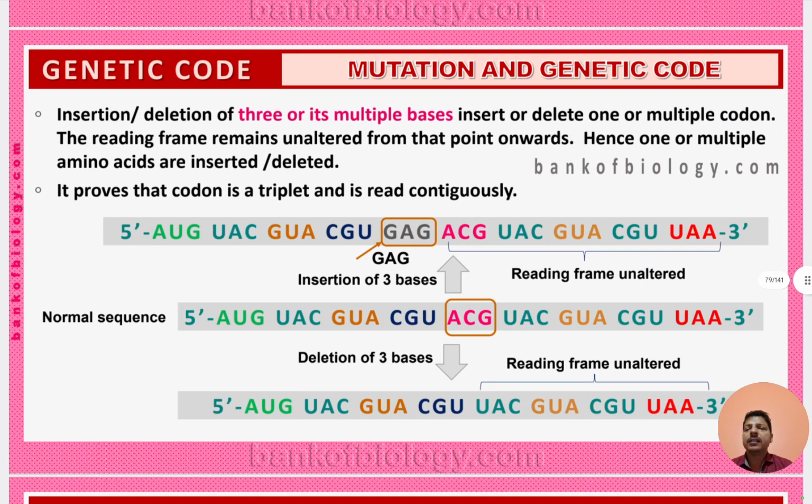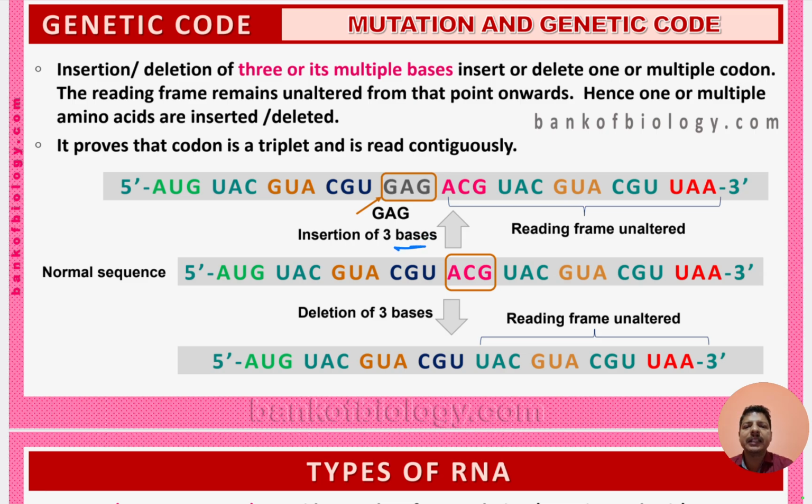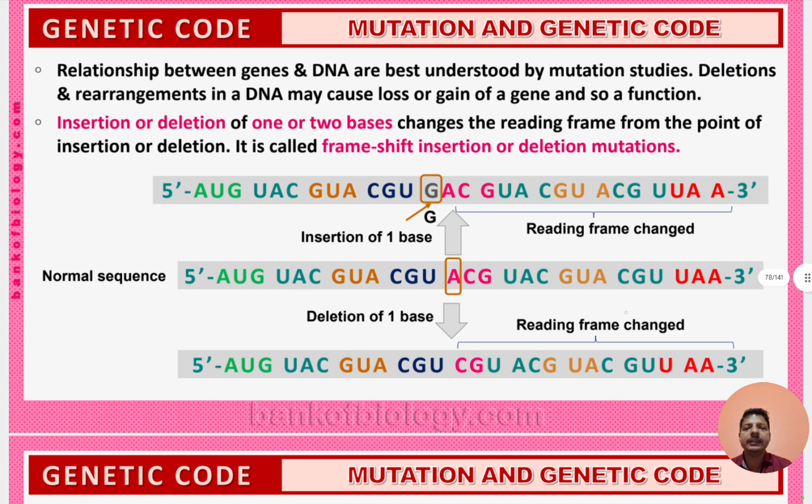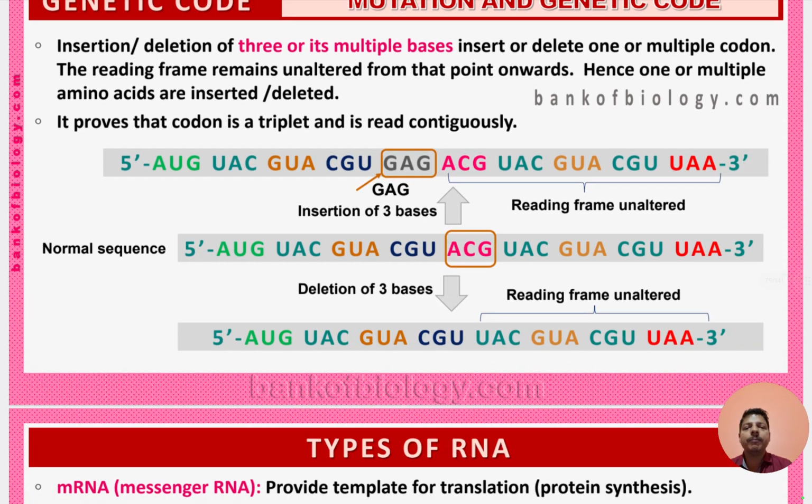Then insertion or deletion of three or multiples of three bases inserts or deletes one or multiple codons, and the reading frame remains unaltered from that point onwards. Hence, one or multiple amino acids are inserted or deleted. It proves that the codon is a triplet and is read contiguously. Here you can see three bases, GAG, are added directly. Reading frame unaltered. Normal sequence, deletion of this base, as you can see, again the reading frame is unaltered. If one is added, then it is changed. But if three are added or deleted, then the reading frame is unchanged.